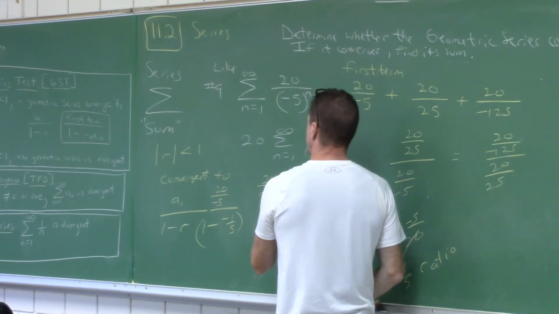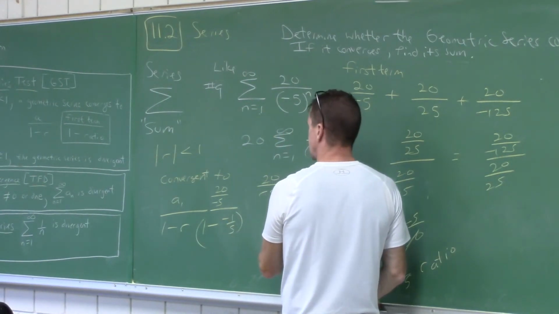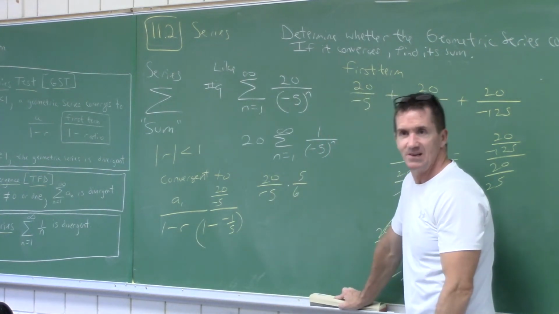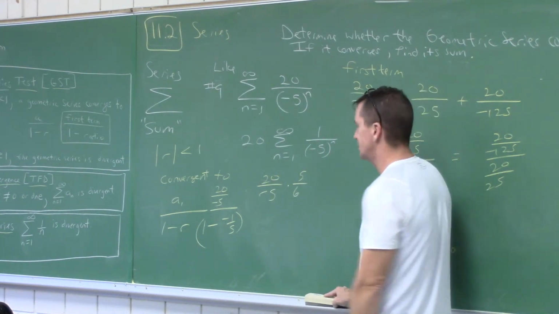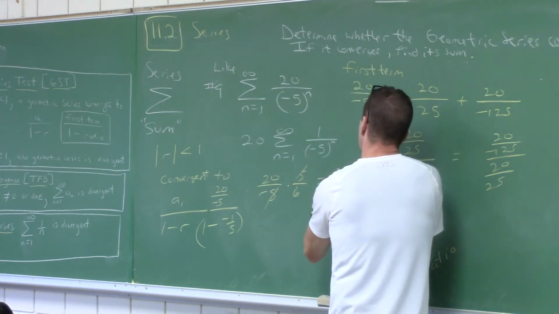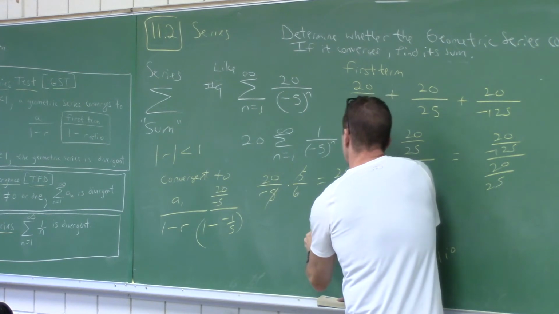1 plus 1/5 is 6/5. So when you flip a 6/5, you get what? I just don't think you need a calculator. I think you're quicker. What happened to those 5s? The answer is 20 over negative 6, or 10 over what?